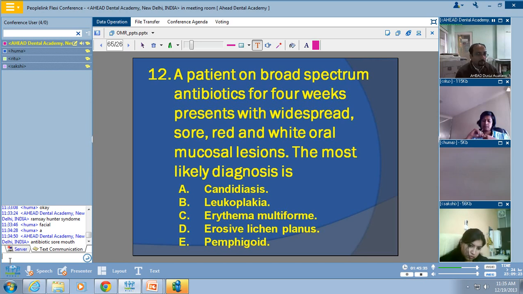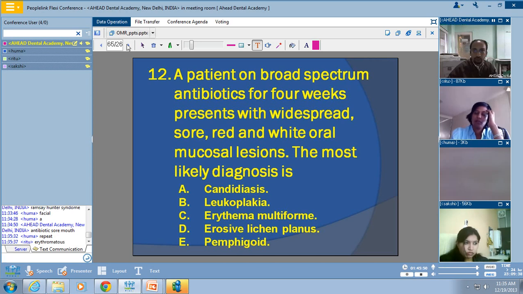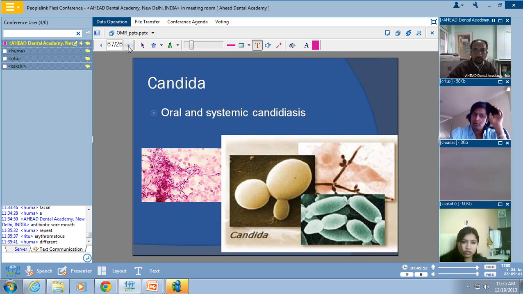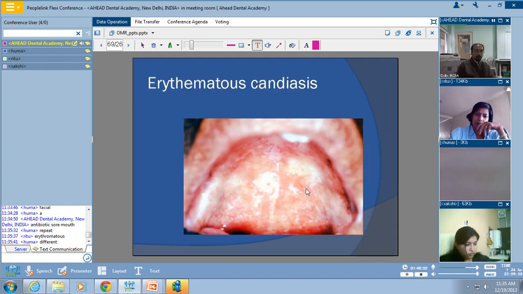Okay, one more question. Are erythematous and atrophic candidiasis the same or different? See these pictures. Now this is an example of erythematous candidiasis. As you can see, the reddish area. Atrophic and erythematous are actually the same. You have written it as different, but they are actually the same.